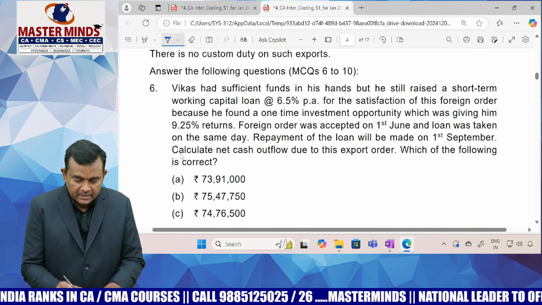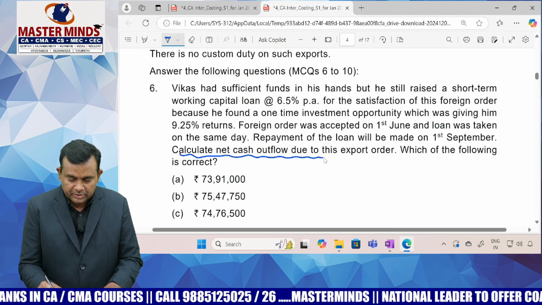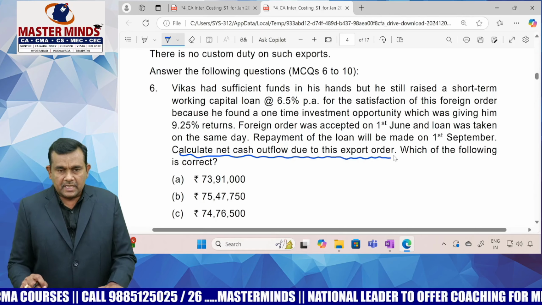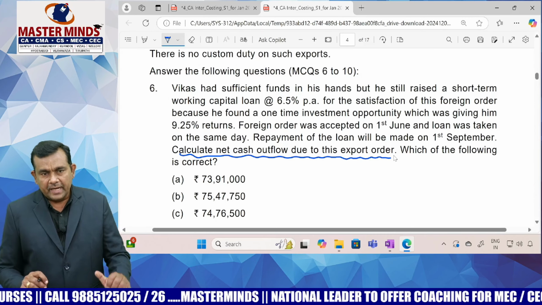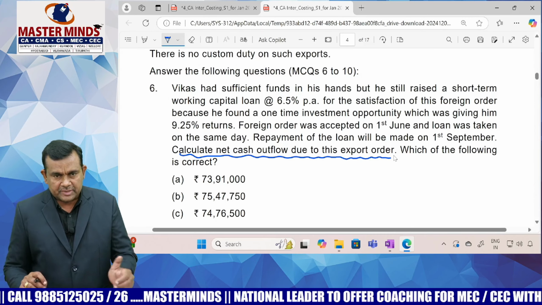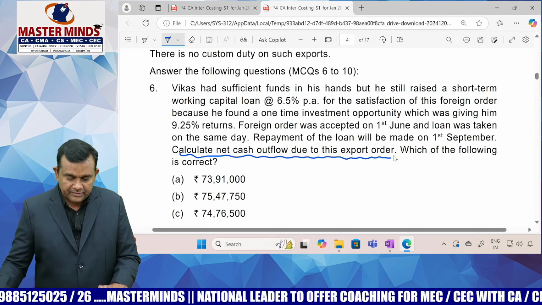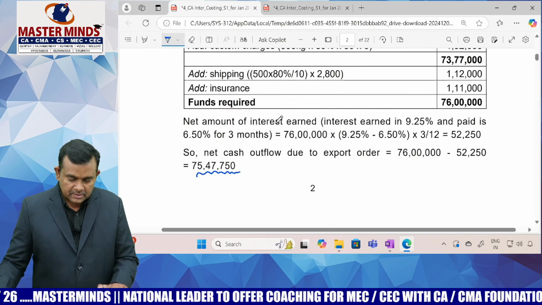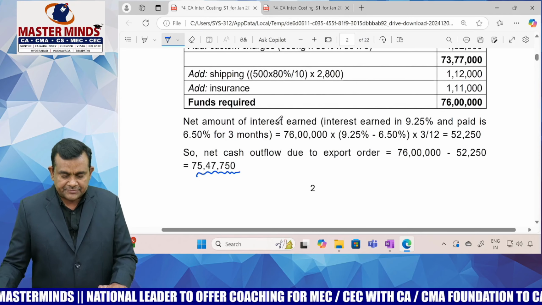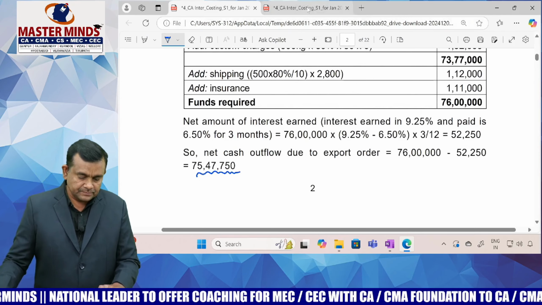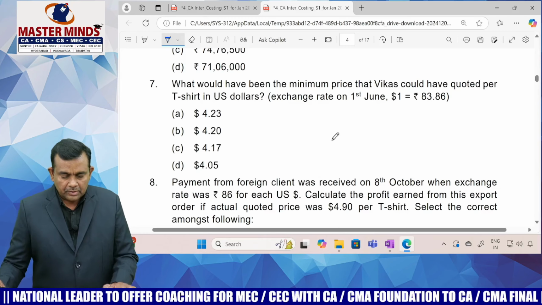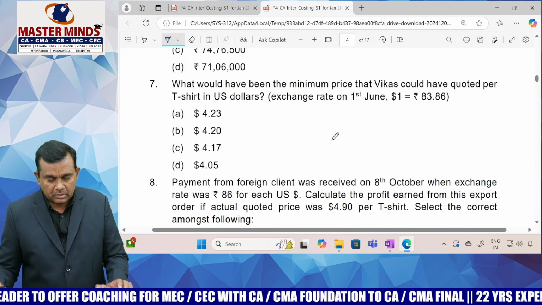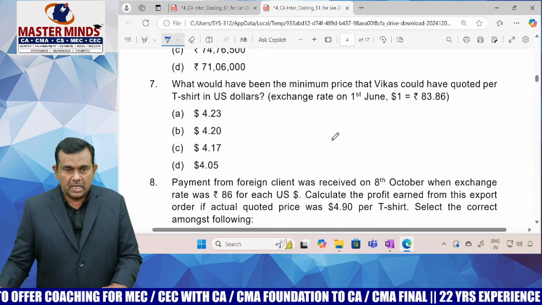Here, calculate the net cash outflow due to this export order. Please collect the variable elements and expenses incurred at the time of the export order. Add them and we'll get the answer, which is clearly mentioned here: 75,47,750. Next, what would have been the minimum price that Vikas could have quoted per t-shirt in US dollars?